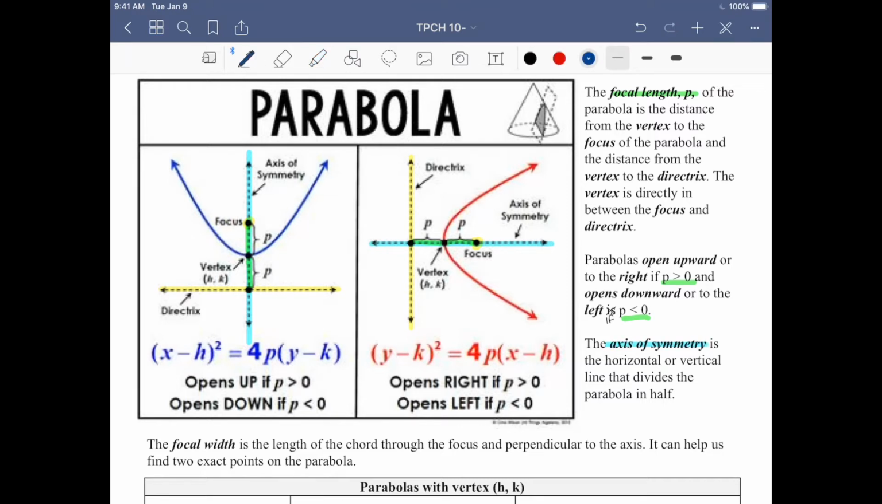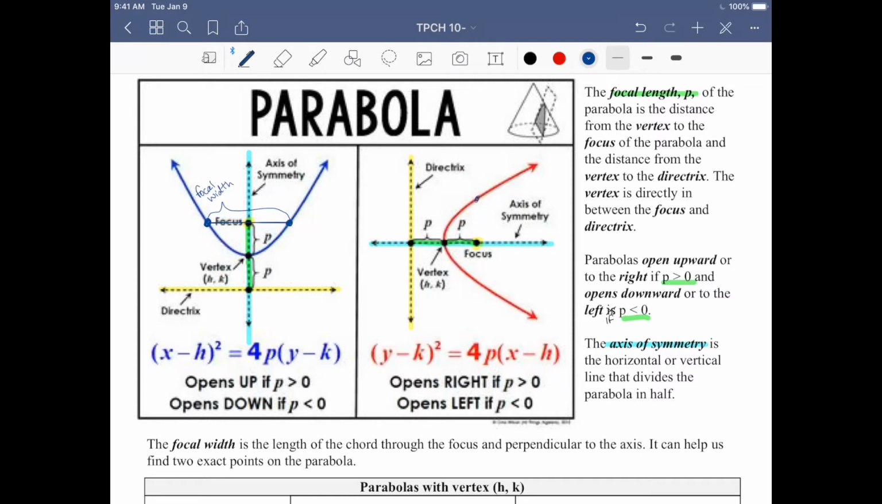Now, lastly, we're going to talk about the focal width, which is the length of the chord or line segment through the focus and perpendicular to the axis of symmetry. It can help us find two exact points on the parabola. So, for example, on this line, I have these 2 points here. If I draw a line segment between those 2 points, then the focal width is this distance right here. There's actually a formula for that, which we'll get to soon.